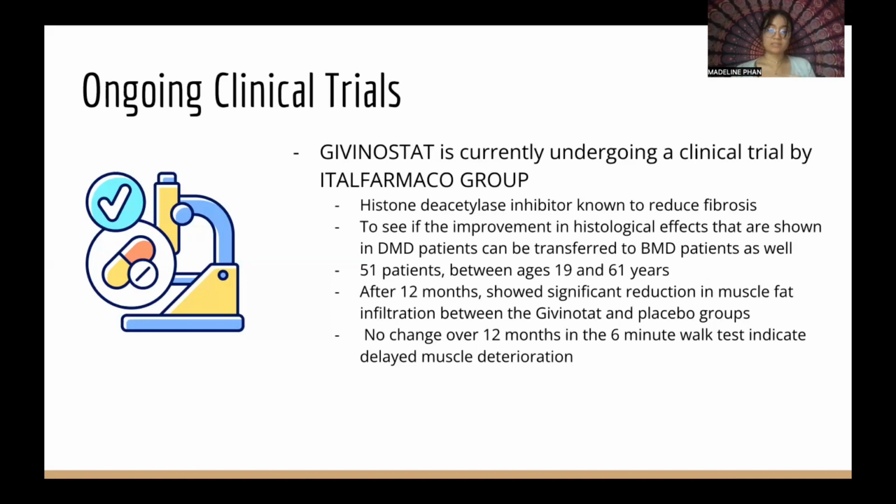We would have expected to see over 12 months a progressive decline in the ability to complete the 6-minute walk test. But since there were no changes, this indicates that givinostat is slowing muscle deterioration progression. So this is in phase 2, and it needs to undergo a few more phases before it can be FDA approved. But this is very exciting for the world of BMD.